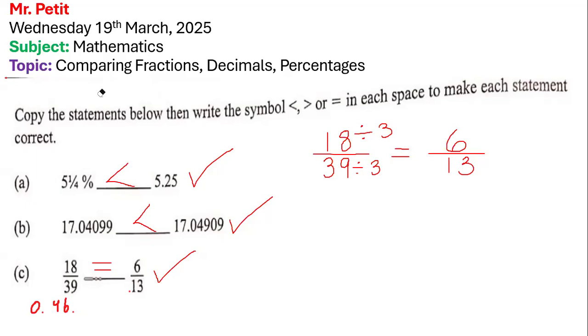0.46. So that's another way. Mr. Bati, you say we can multiply, right? Yes, we can. So you could do 6 over 13. 6 multiplied by 3 gives you 18. And then 13 multiplied by 3 is 39. And so that's another way you could do it. All right, that makes sense?